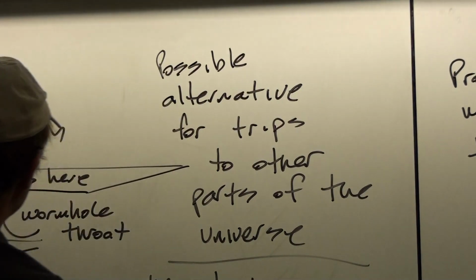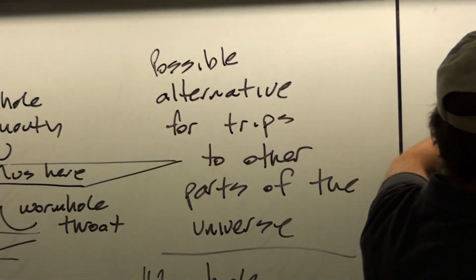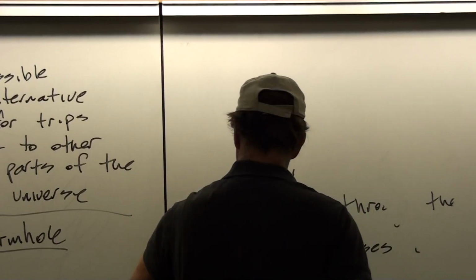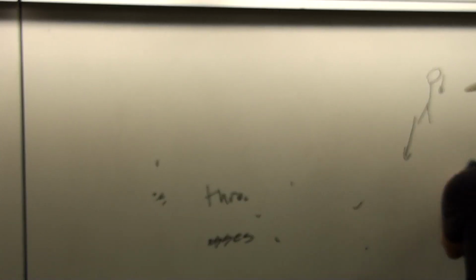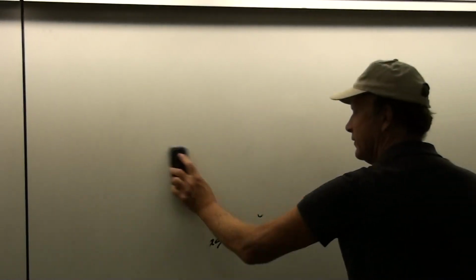So what exactly is this wormhole? Well, it is a highly curved region of space and time, but with no singularity and no event horizon.